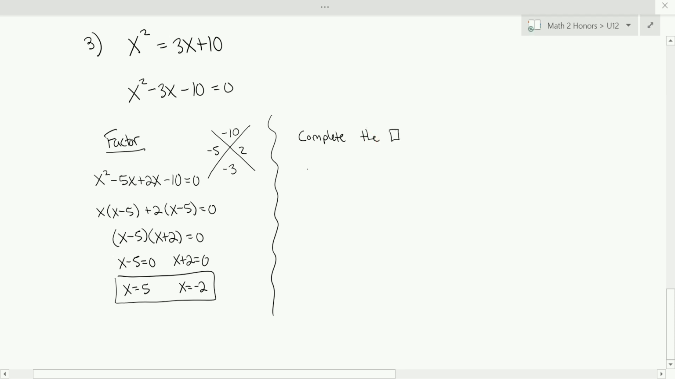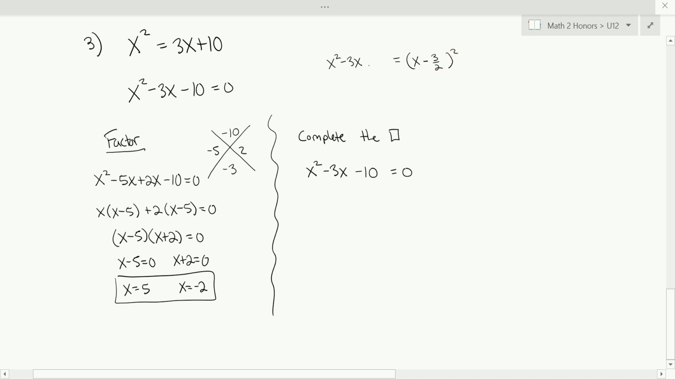So here we have x squared minus 3x minus 10 equals 0, and we need to complete the square. There's only a 1 in front of x squared, so we don't have to worry about that part. But that minus 3, like if I had x squared minus 3x, what would the perfect square end up being? X plus what? Or x minus what? Minus 3 over 2 squared, huh?